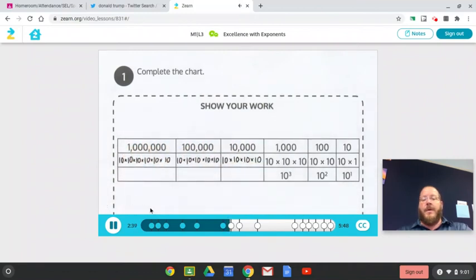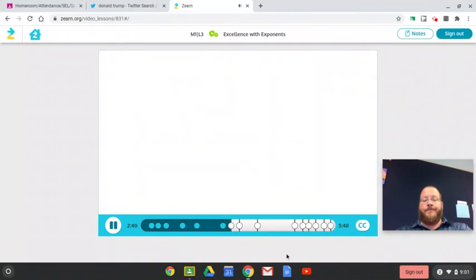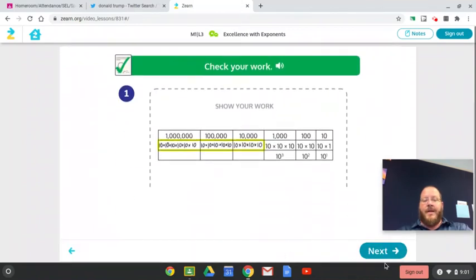Check your work. That's what I said. And then 10 to the fourth, 10 to the fifth, 10 to the sixth. Why would this be the fourth power? Because I need 4 tens. And this one would be to the fifth power because I need 1, 2, 3, 4, 5 tens.